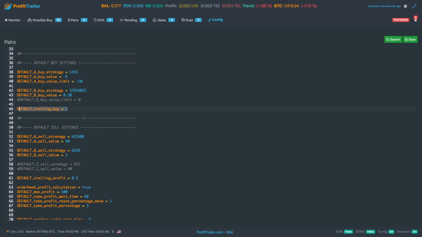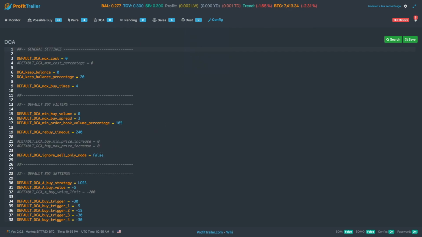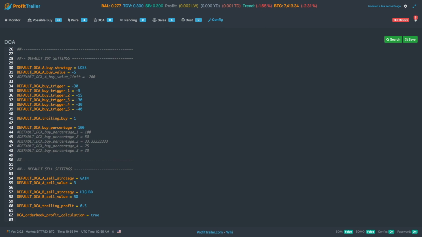Again, your default trailing buy does work for loss, as it does for all other strategies now. So you set your trailing buy accordingly based on where you want it to buy after it hits that bottom and comes back up a little bit. This is set exactly the same way in DCA as it would be here. If we were to go over to DCA, we take a look here. I've got my loss set up, a default buy value, the same as what I have in pairs.